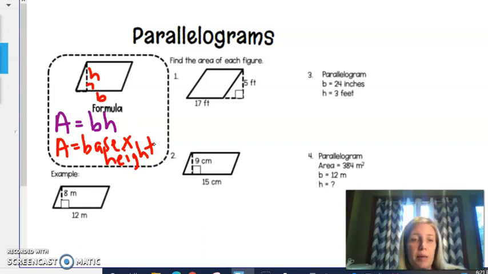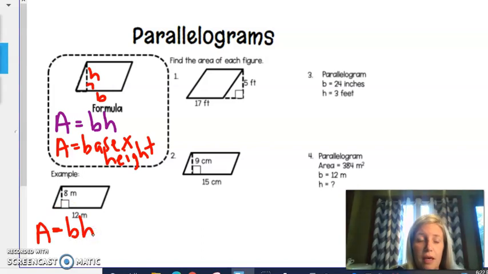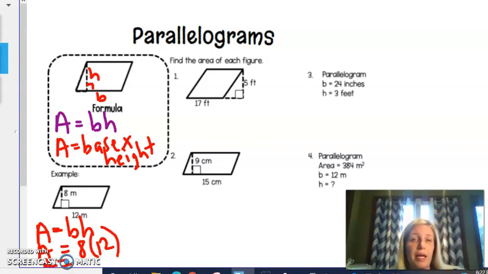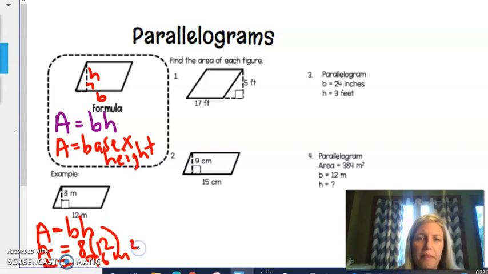Okay, so let me do the example with you. Draw yourself a parallelogram. Fill in the dimensions 8 and 12. Area equals base times height. We write our formula first. Then we fill in what we know. Area equals 8 times 12. Area equals, and I'm going to multiply 8 times 12, that would be 96. I'm running out of room, it's cutting me off over there. 96 meters squared. Okay, not so bad.